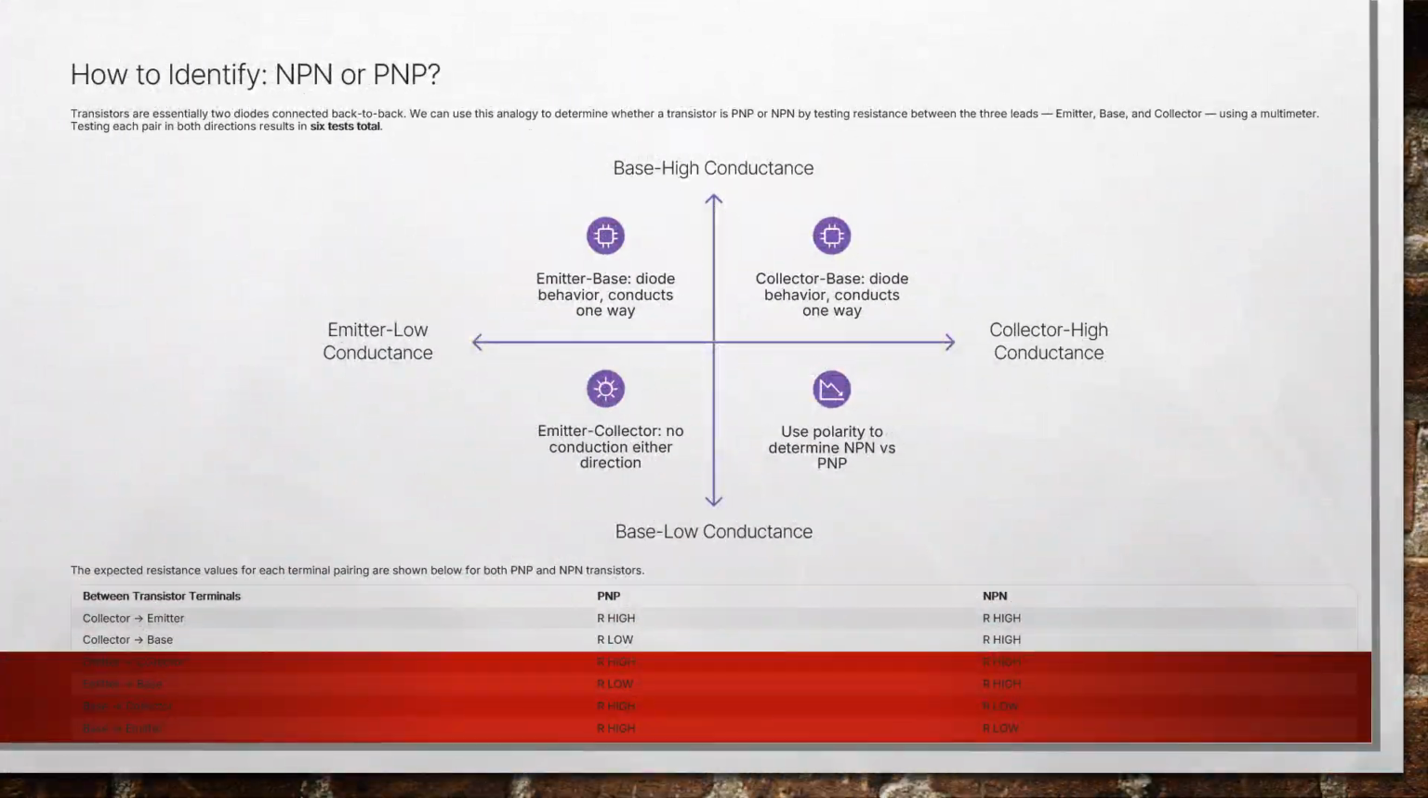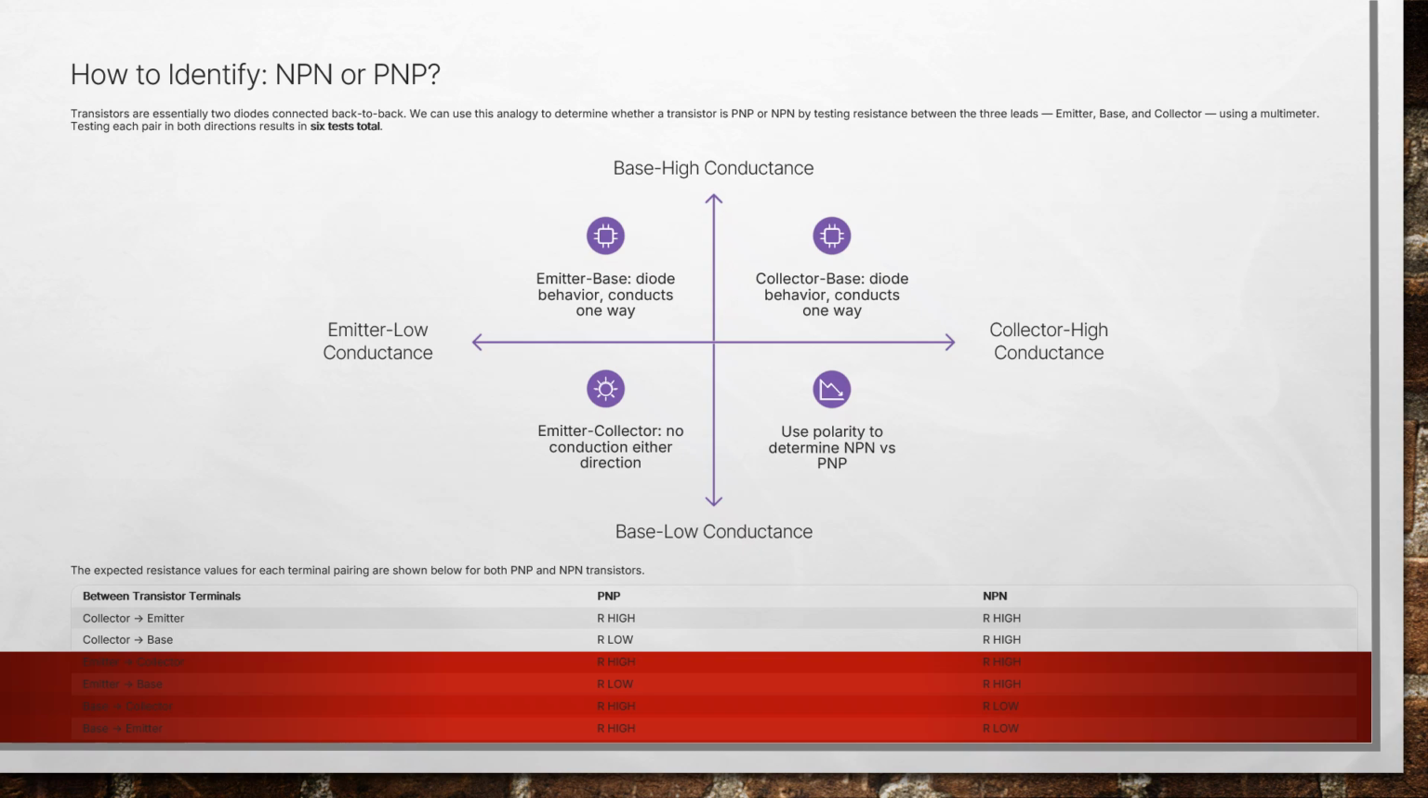How to identify NPN or PNP? Transistors are essentially two diodes connected back to back. We can use this analogy to determine whether a transistor is PNP or NPN by testing resistance between the three leads, emitter, base, and collector, using a multimeter. Testing each pair in both directions results in 6 tests total. The expected resistance values for each terminal pairing are shown below for both PNP and NPN transistors.